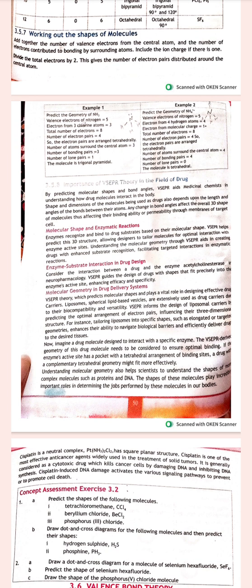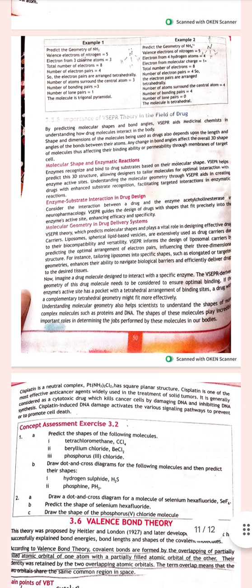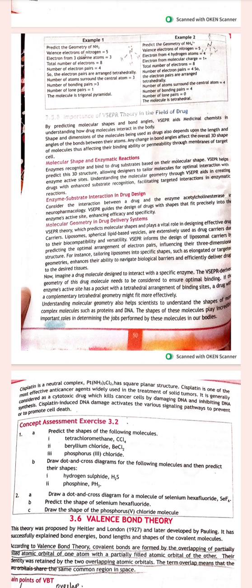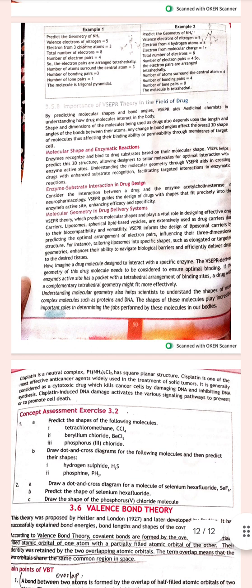Now we are going to study working out the shapes of molecules. Here we are going to take 2 examples. Example 1 is the geometry of NH3. Valence electrons of nitrogen are 5. Electrons from the 3 hydrogens are 3. Total number of electrons is 8. Number of electron pairs is 4, because 2 electrons make a pair. So the electron pairs are arranged tetrahedrally.